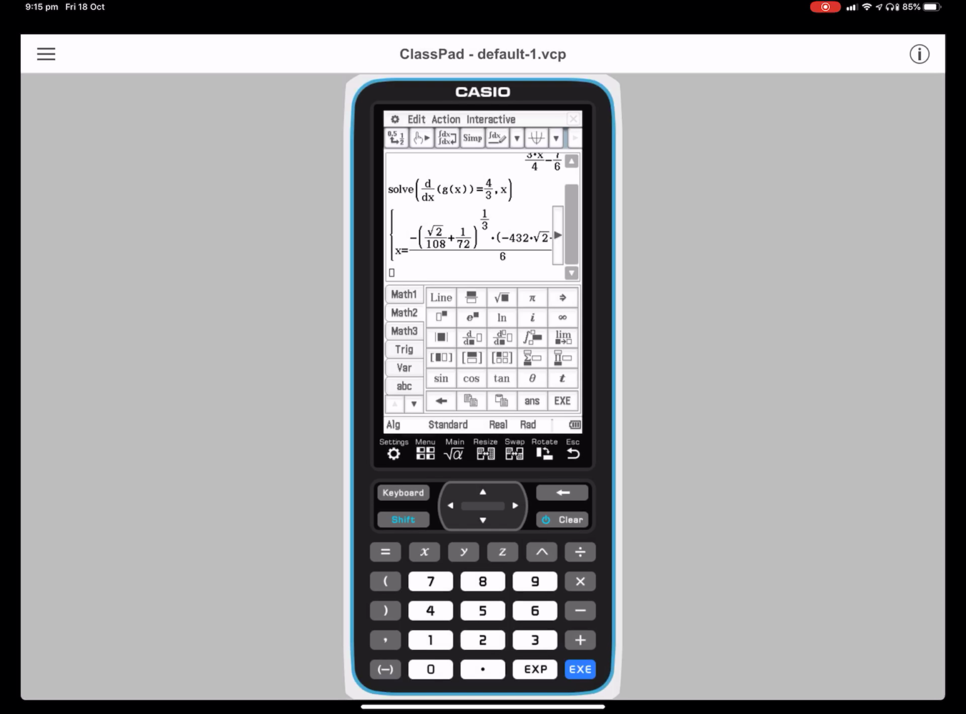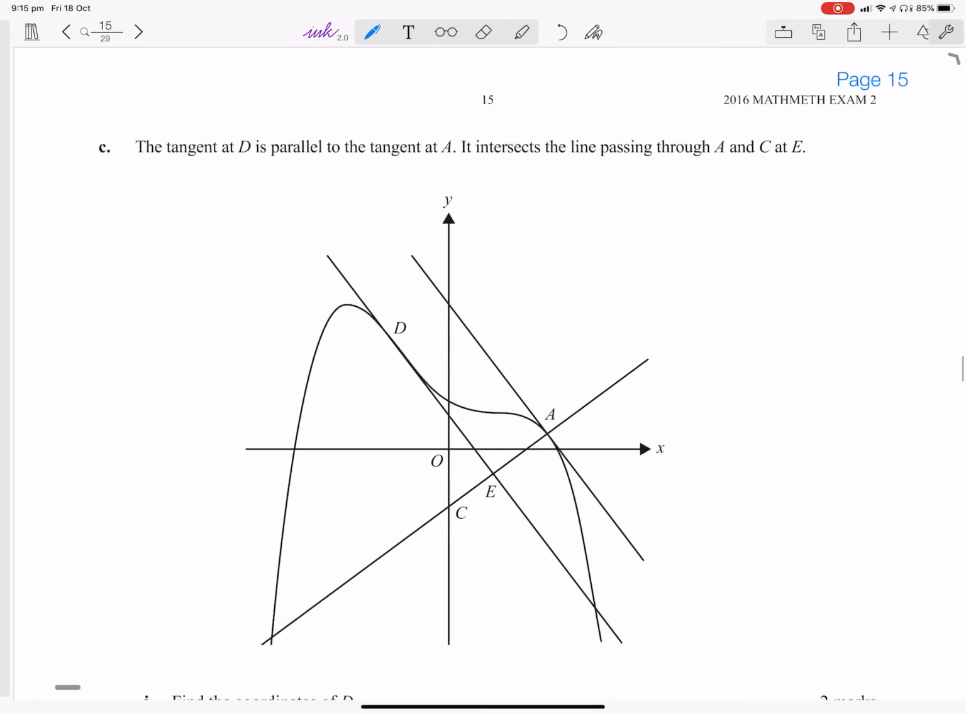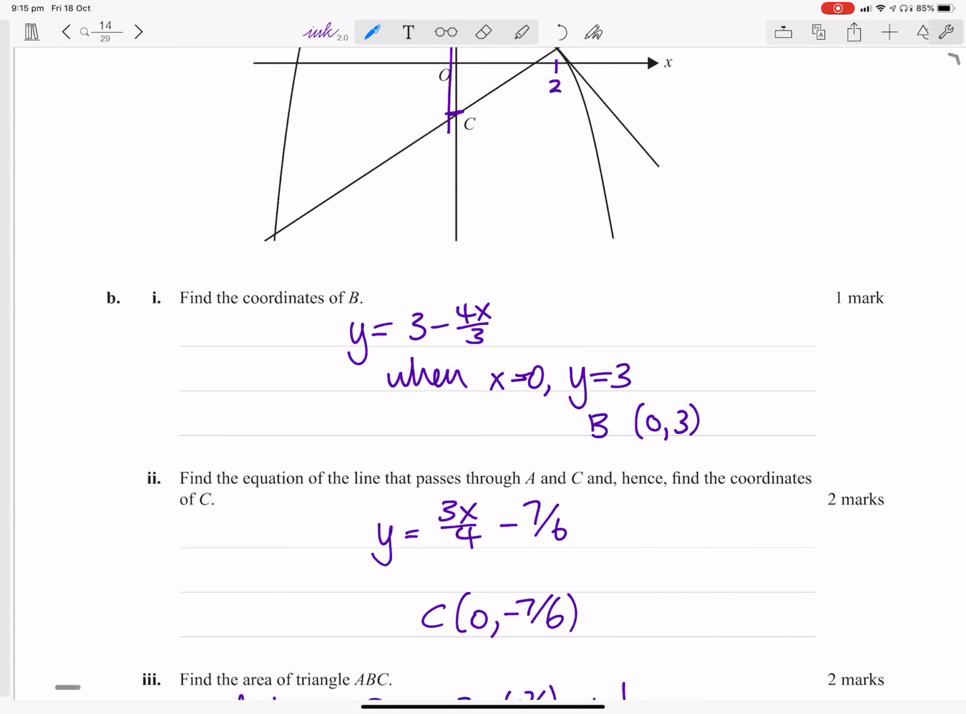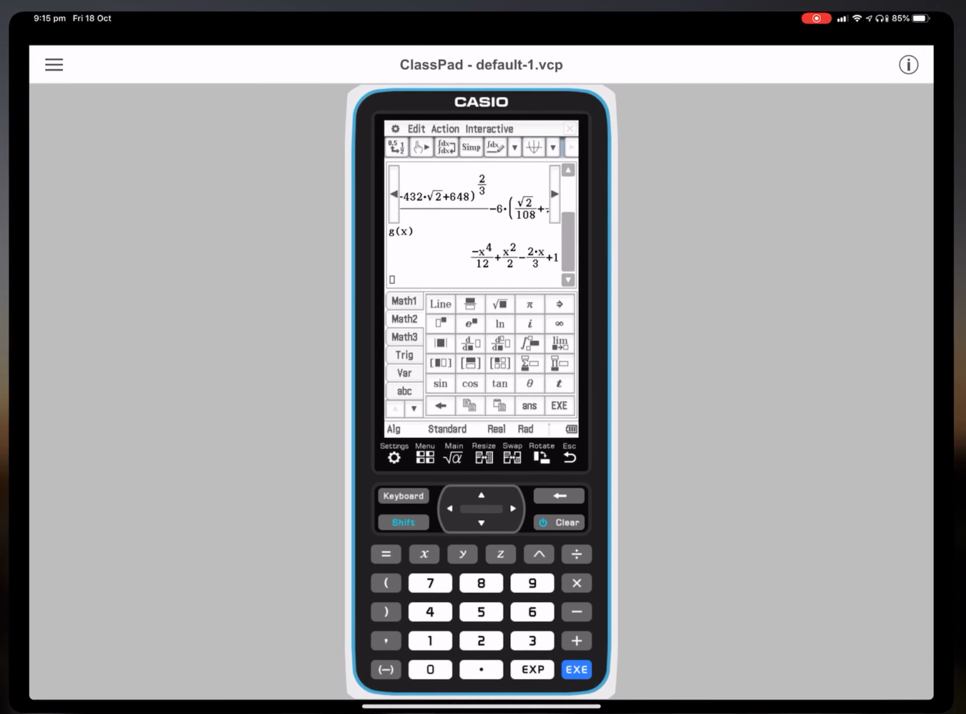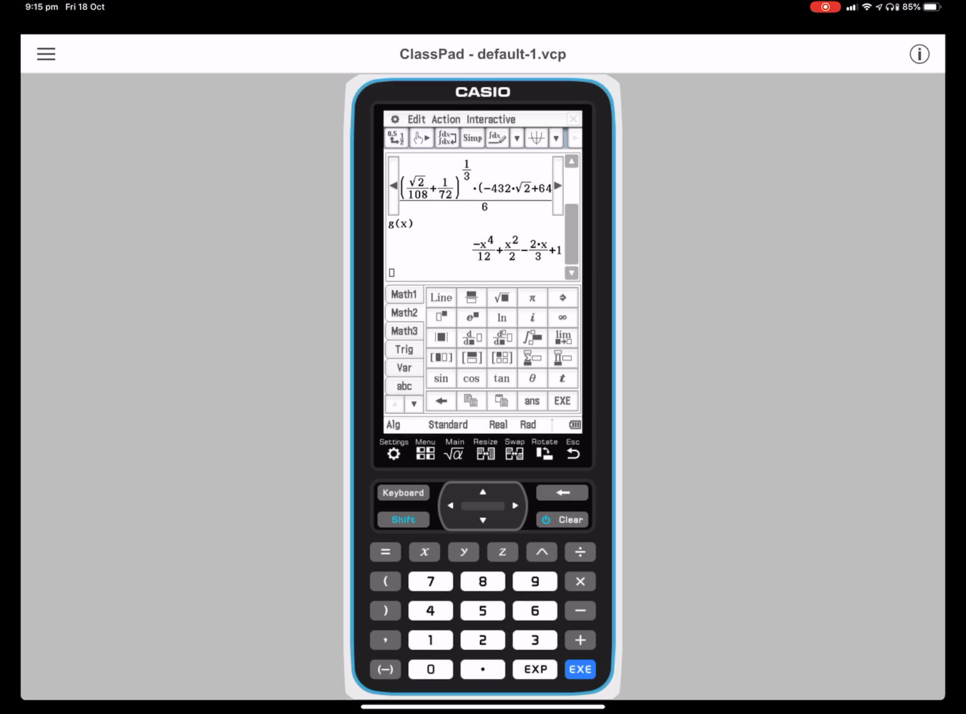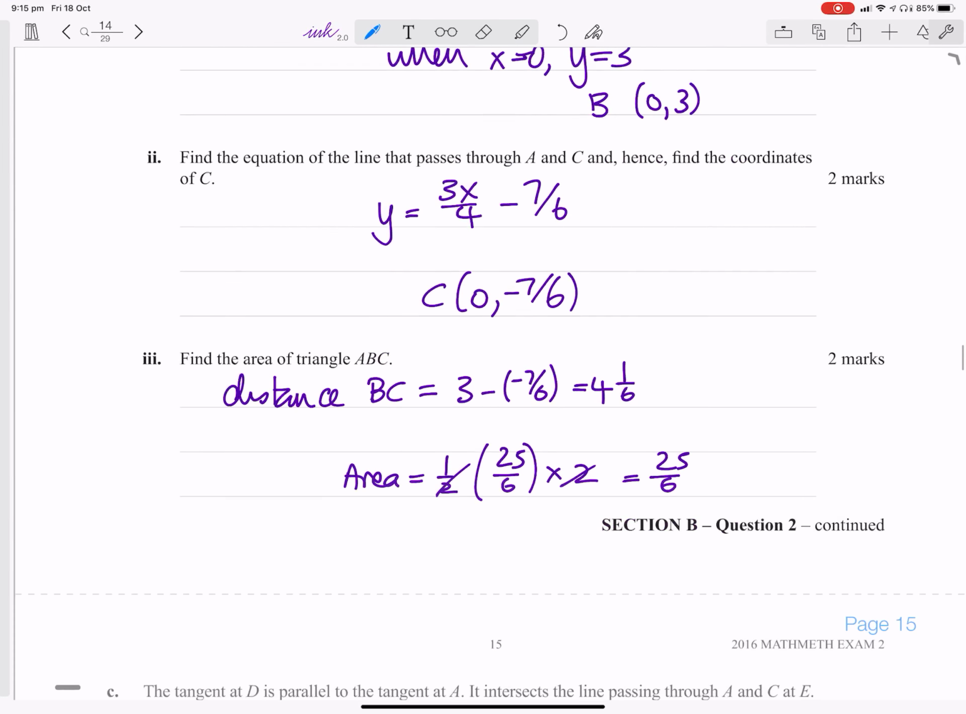Wow, what? Is that right? Let's go back. Negative 4/3. Bloody hell. That's a horrible answer. That seems so wrong. Negative 4/3. Ah, that's better. So x equals negative 1.